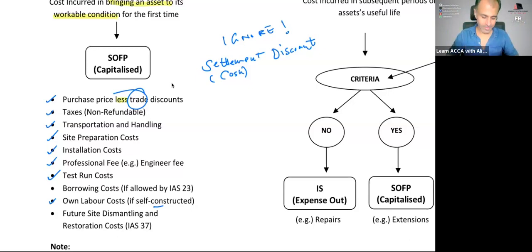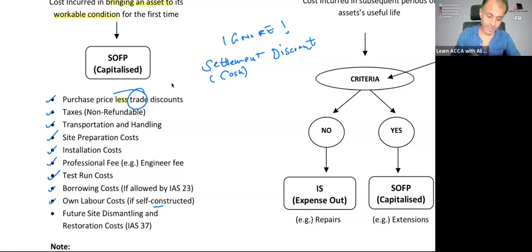Borrowing cost. Very interesting. Borrowing cost means interest. Interest cost, the same thing you call finance cost. So if you have borrowed money and are using that money to construct a plant, then all the interest cost that is incurred on that borrowing will even be capitalized, interest cost.